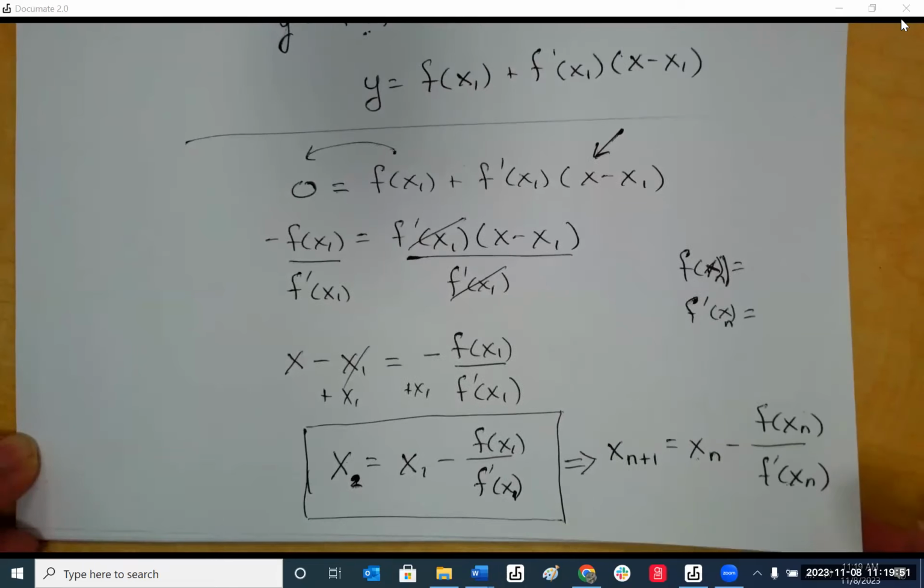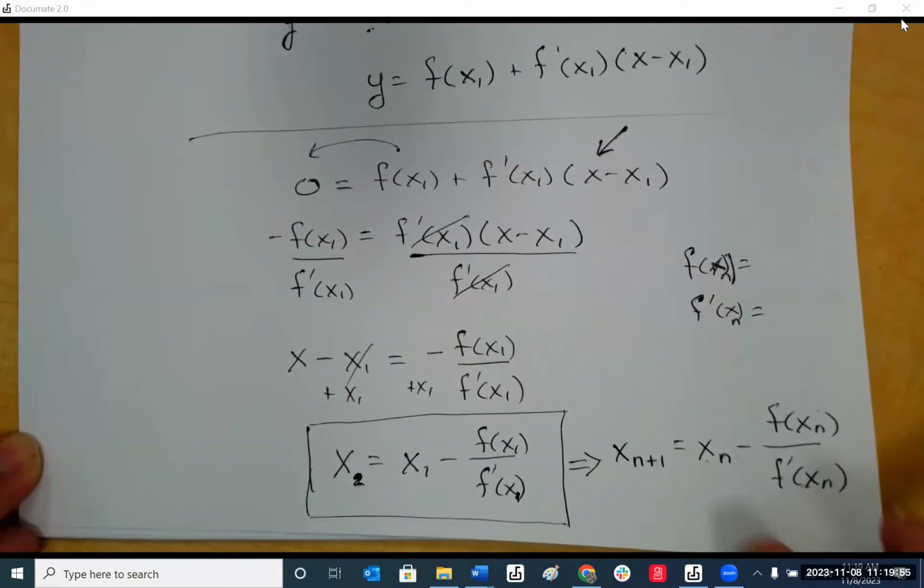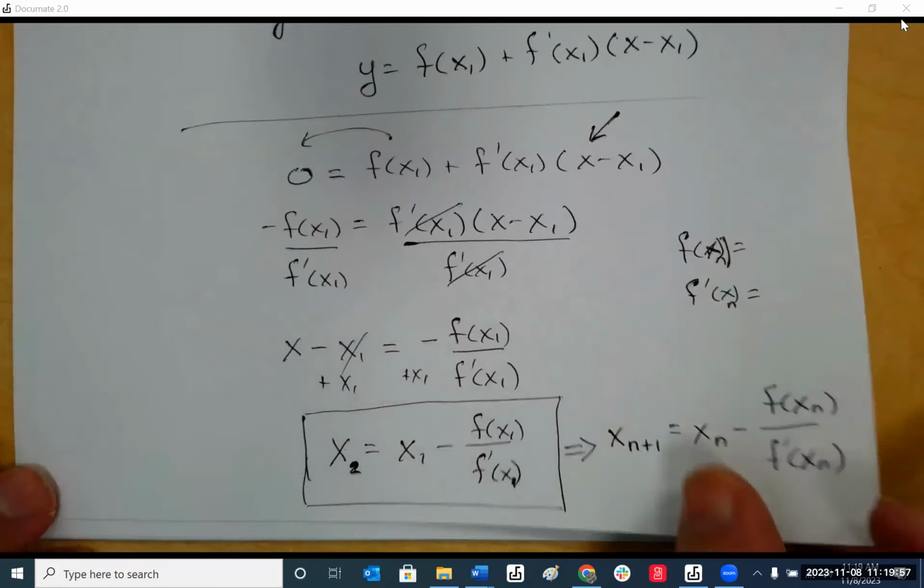Now, here's the cool thing about how it works. All you have to do is push that ball or that rock off the cliff and it goes on by itself. It'll generate the next value of x.